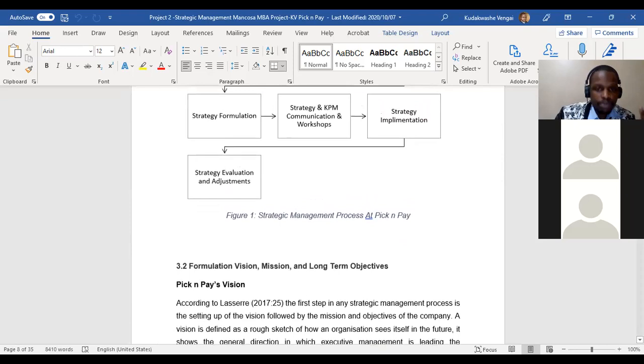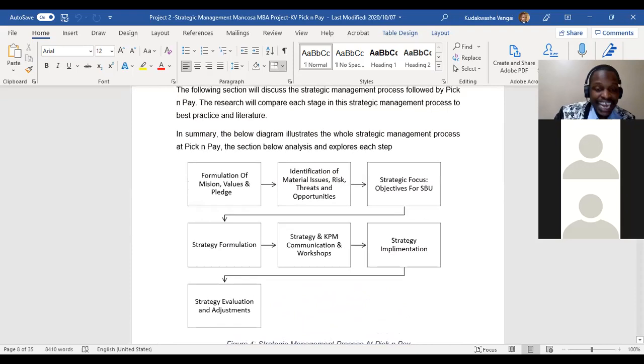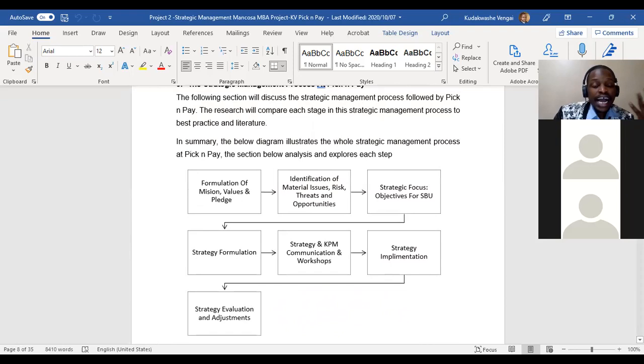I did not start with the what? With the best practice picture like I did in the other way. One of the reasons why I did not do that is after looking at their process, I saw that they almost used the same thing. So look at this, I got this from their integrated report, by the way. You will not find the exact diagram, but if you read through the integrated report, you'll be able to identify this. So what they do at Pick and Pay, they formulate vision, values, and a pledge.